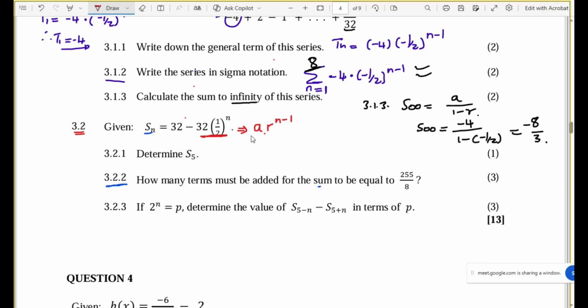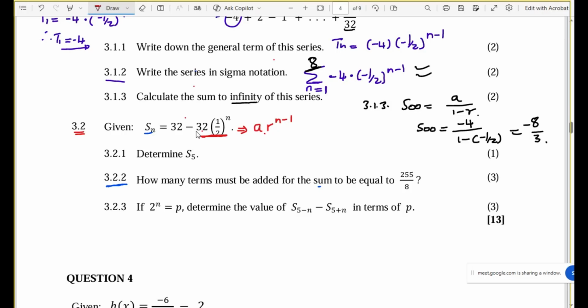So now I need to know what A is. Someone is going to say A is 32. Please don't do that. Guys, can someone tell me why it is wrong to say the value of A is 32?